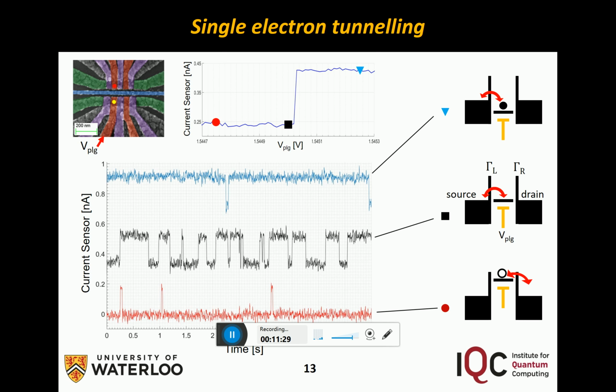For the black waveform, the chemical potential is actually aligned with the leads, so these tunneling events become much more frequent. The main point here is that we can actually detect single electron events as a function of time, and this becomes very important if you want to do readout measurements, as we will see in a few slides.